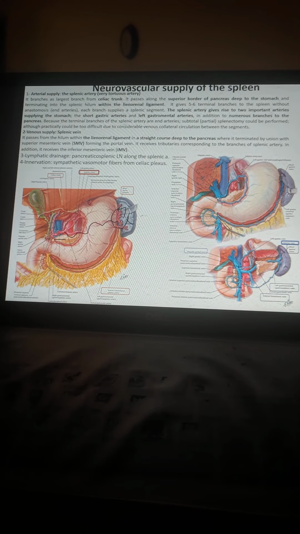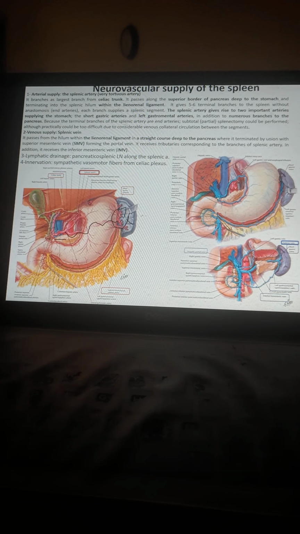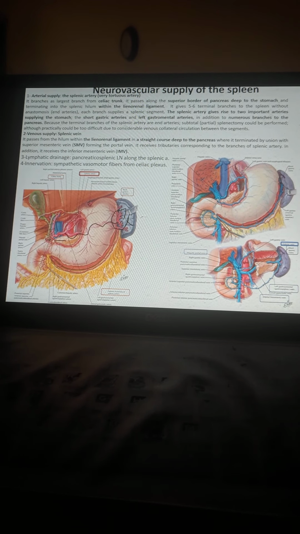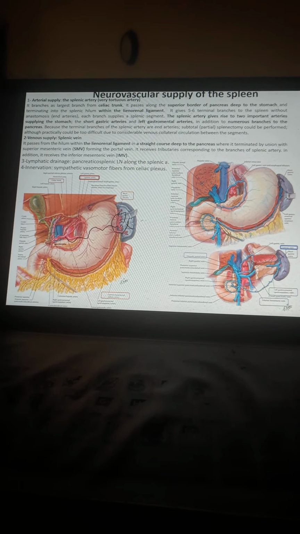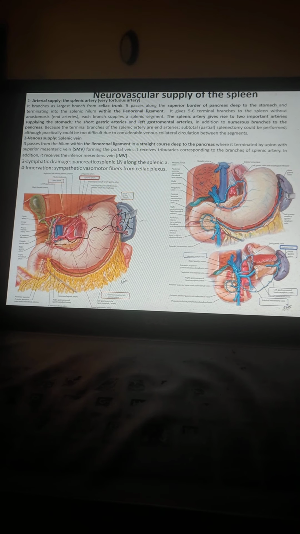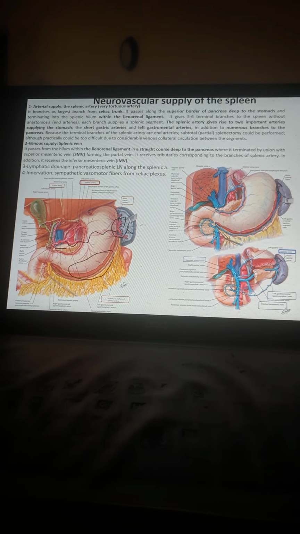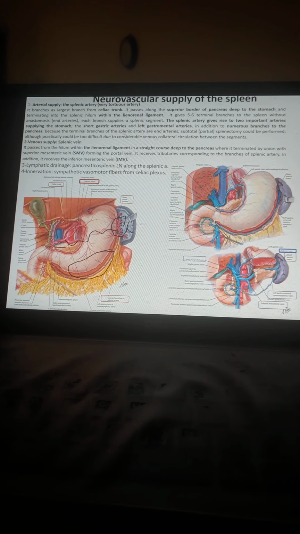The splenic artery also gives branches called short gastric arteries, to supply the fundus of the stomach here, and it also gives the left omental or left epiploic branch, which supplies this area of the stomach, which is close to the body and greater curvature.